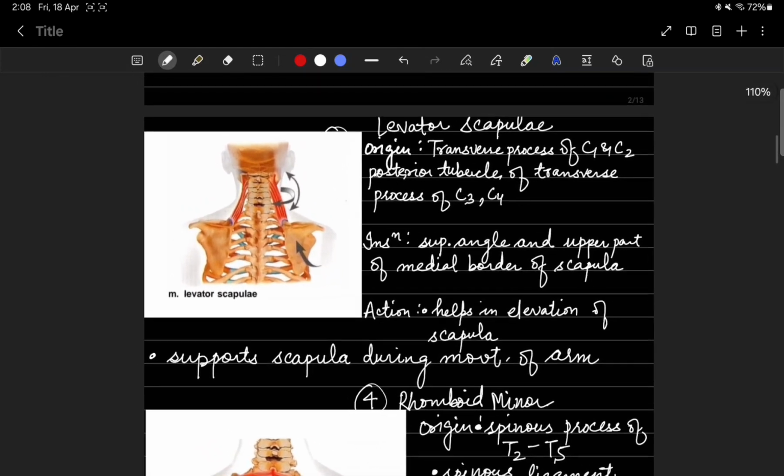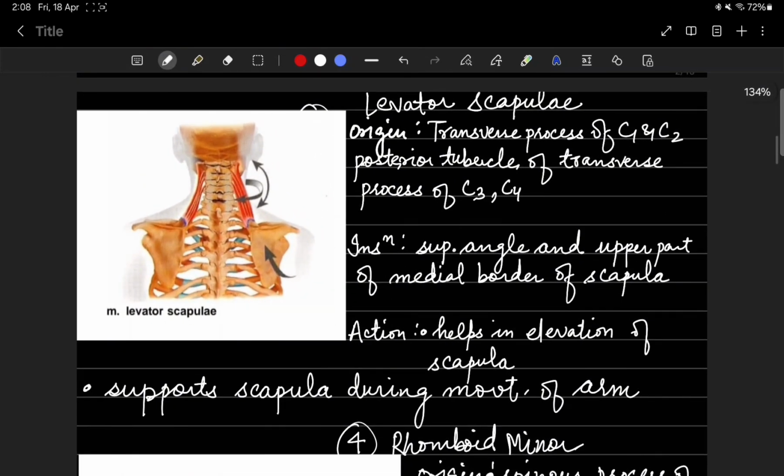So, the third muscle is the levator scapulae muscle. Levator scapulae muscle originates from the transverse process of C1 and C2 vertebrae, posterior tubercle of the transverse process of C3 and C4, and its insertion is on the superior angle and the upper part of the medial border of the scapula, and it helps in elevation of the scapula, and it also supports the scapula during the movement of the arm. We can see its insertion and its origin from here.